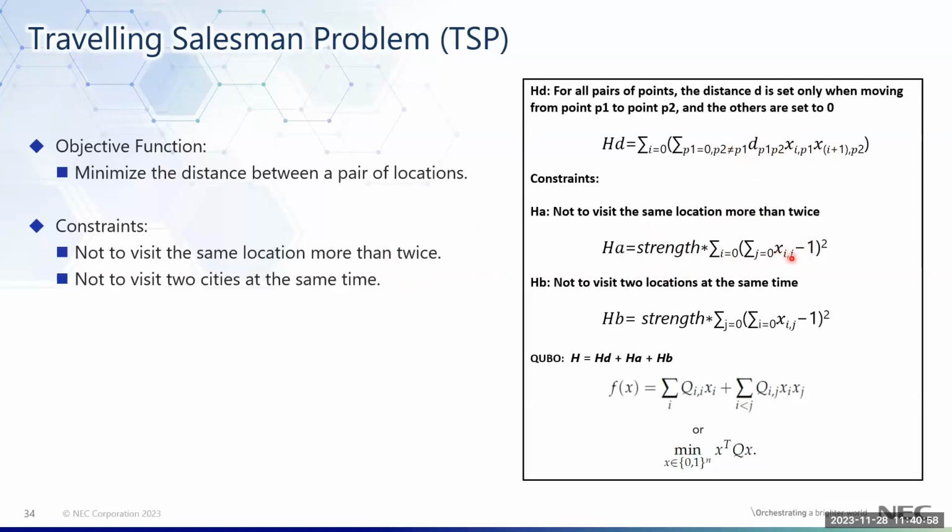So we're just trying to say that xij equals 1. By bringing the 1 from the right hand to the left, we create this quadratic equation. By this we are saying that you cannot visit the same location more than twice, and not to visit two locations at the same time. It also looks very similar, but we're just talking about two locations through the binary representation of whether or not a place is visited.